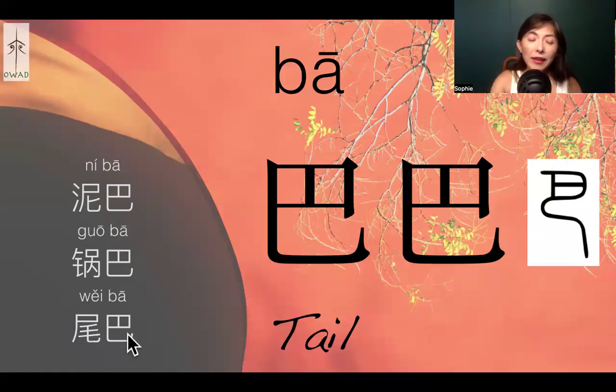Okay, wait, ba. Wow, this is the official tail. When we use ba, we don't exactly think about the tail automatically, because ba can be, as you can see here, made into different things, either behavior or shape, right? Whatever features that came from the original character. But when we do want to conjure the concept of tail, we use wei ba.